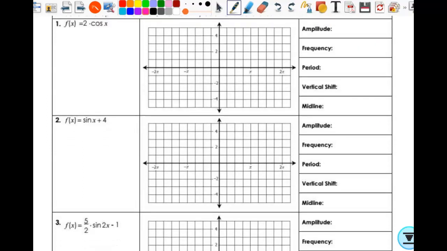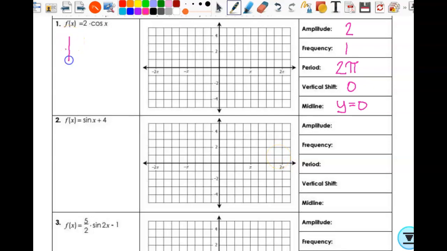So looking at this equation, what is our amplitude? 2. What is our frequency? 1, good, because that's b, which means the period is 2 pi, good. Do I have a vertical shift? No, so that's 0, which means my midline is y equals 0, okay?